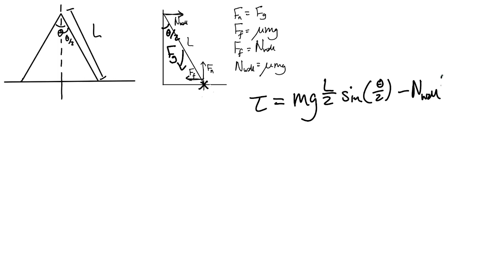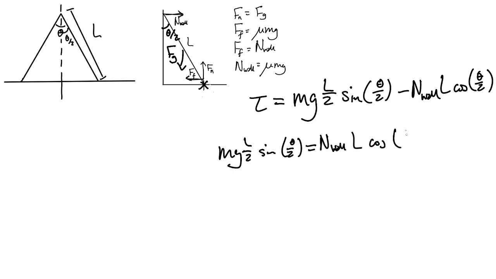Times L cosine of theta over 2, right? All right, so we can just work from here. That means we can set mg L over 2 sine theta over 2 equal to the normal force from the wall, L cosine of theta over 2 as well. So we're trying to find that frictional constant, right?